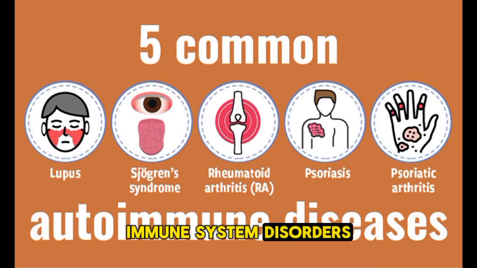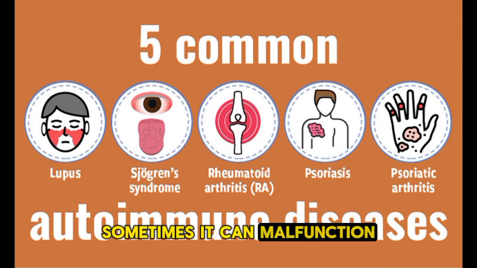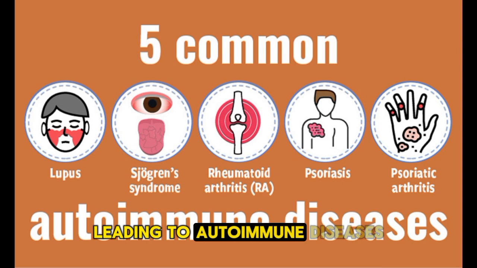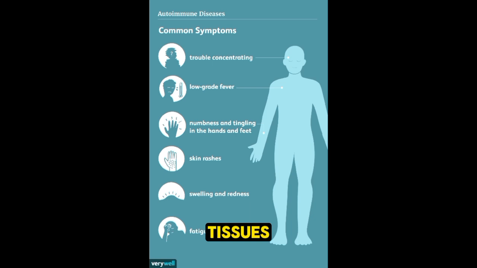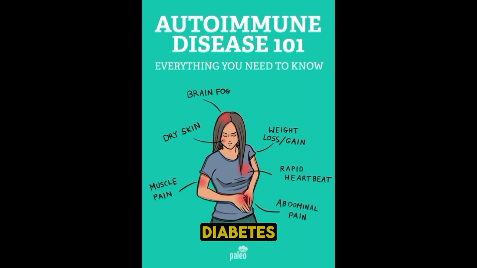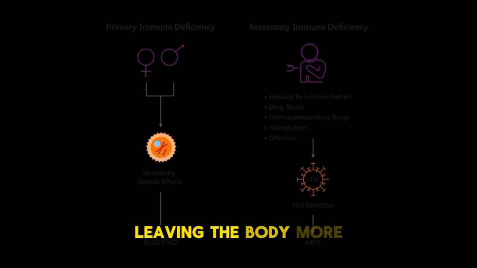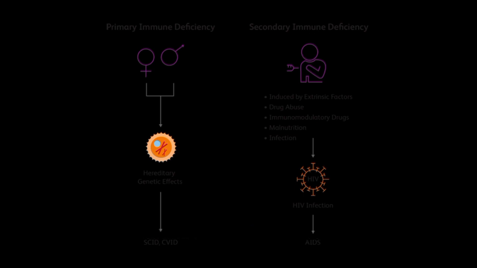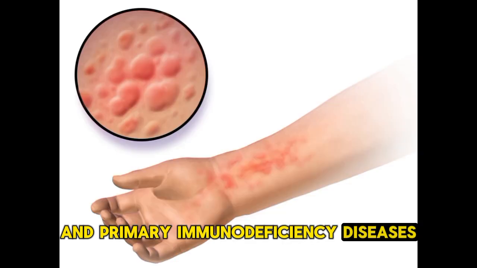Immune system disorders. While the immune system usually protects the body, sometimes it can malfunction, leading to autoimmune diseases. The immune system mistakenly attacks the body's own tissues. Examples include rheumatoid arthritis, lupus, and type 1 diabetes. Immunodeficiency. When parts of the immune system are missing or not functioning properly, the body is left more vulnerable to infections. Examples include HIV, AIDS, and primary immunodeficiency diseases.